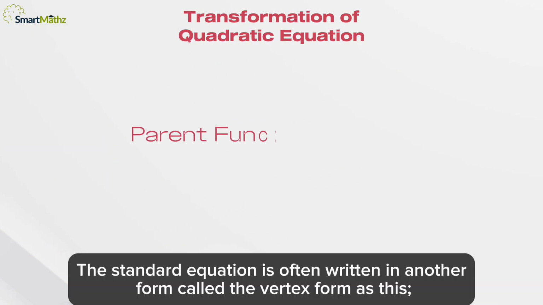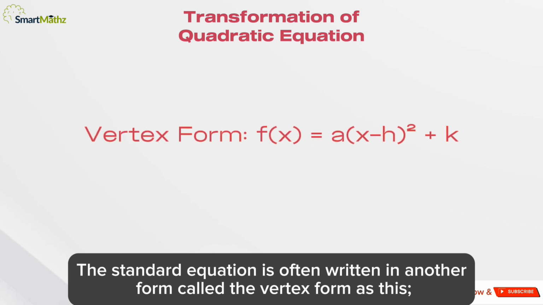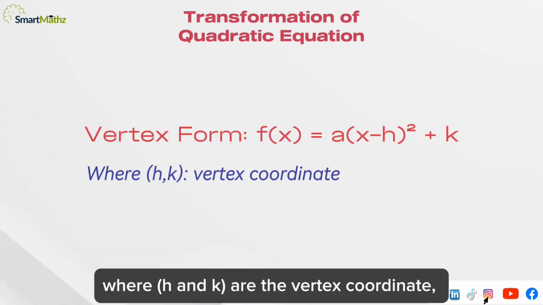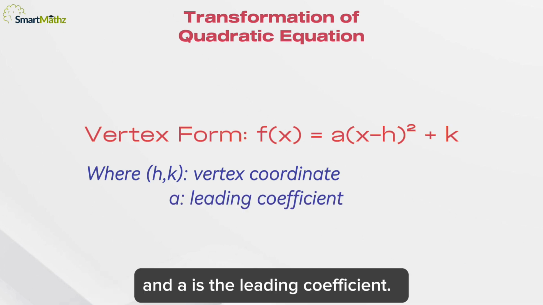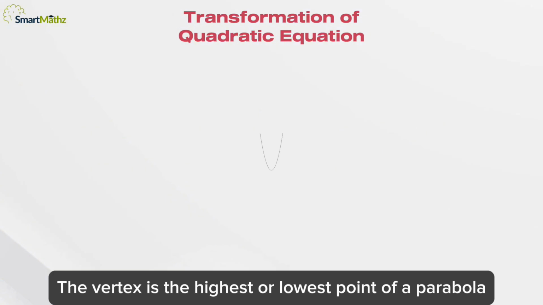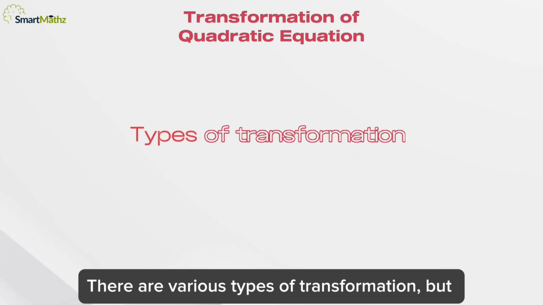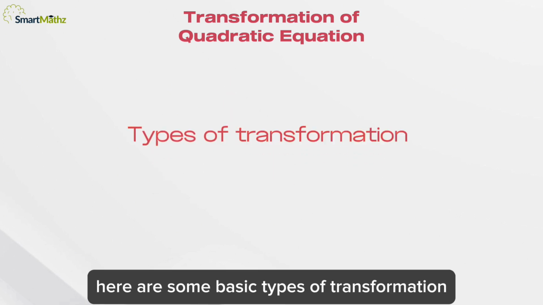The standard equation is often written in another form, called the vertex form, as this, where h and k are the vertex coordinates, and a is the leading coefficient. The vertex is the highest or lowest point of a parabola. There are various types of transformation, but here are some basic types of transformation.